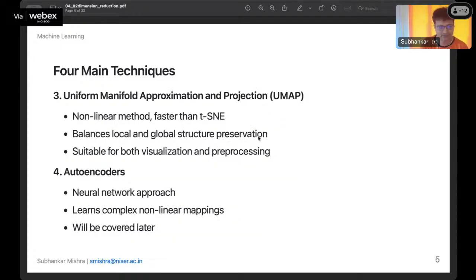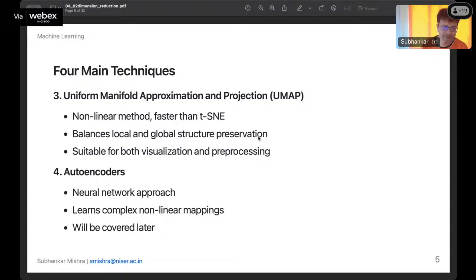The next is UMAP, Uniform Manifold Approximation Projection. This also does something similar to t-SNE, but the algorithms are a little bit different. It is also a nonlinear method, and it is faster than t-SNE. While preserving the local structure, like neighborhoods being closer to each other, it also makes sure that points that are far away from each other stay far away when we reduce dimension. So it just does one more additional thing.